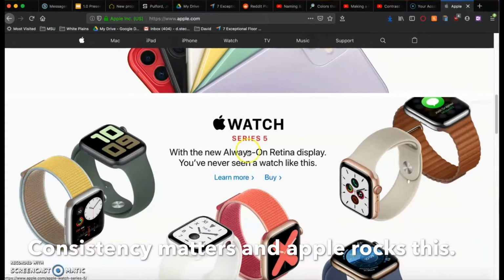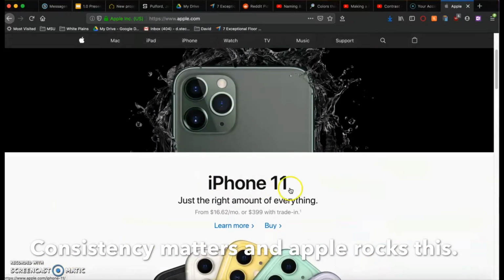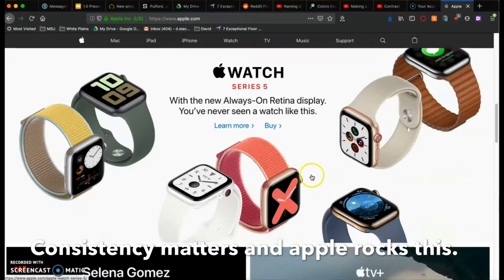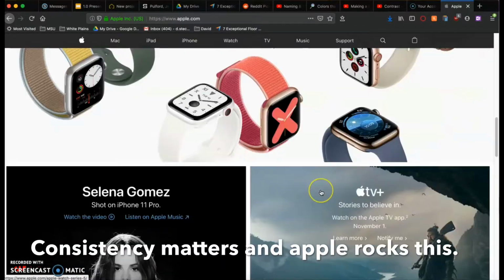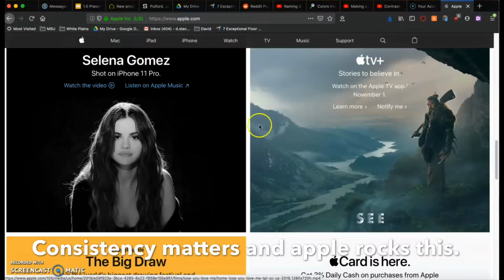You go down to Apple Watch. Look, Learn More, Buy, this is in blue. They're repeating the same idea that if it's blue, it's telling you you should buy it, but it's keeping the font the same. It's keeping colors for the most part the same. Product in black, product in black. Backgrounds change, products and colors change. Over here, Selena Gomez, same font. Apple TV, same font. The only time that it ever changes is when they're not trying to sell you something.